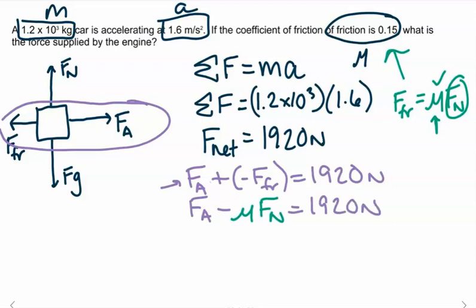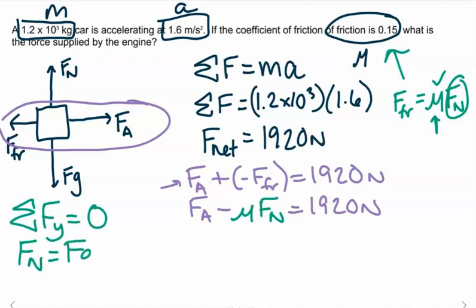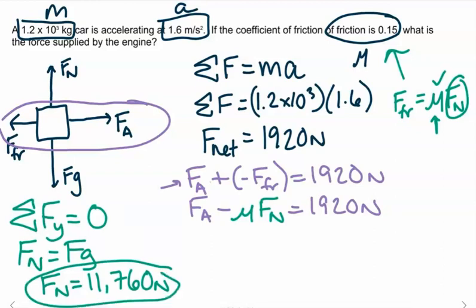So we're going to have to look in the y direction. Adding up all of our forces in the y direction equals 0, and that's because we have no motion of our car vertically at all. So we can say from this that our normal force equals our weight force. So normal force ends up equaling the 1.2 times 10 to the third kilograms times 9.8, so we end up with 11,760 newtons. And we can use this in our current statement in the x direction.